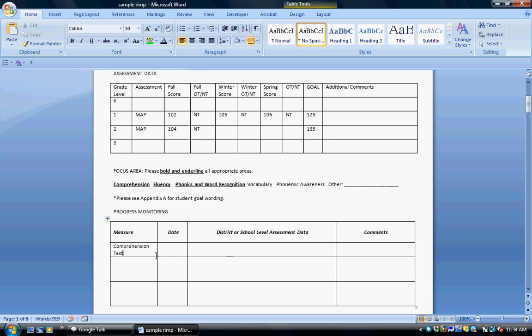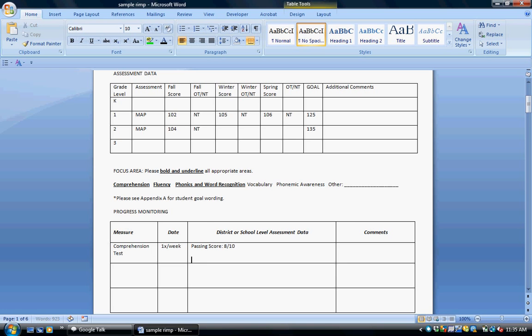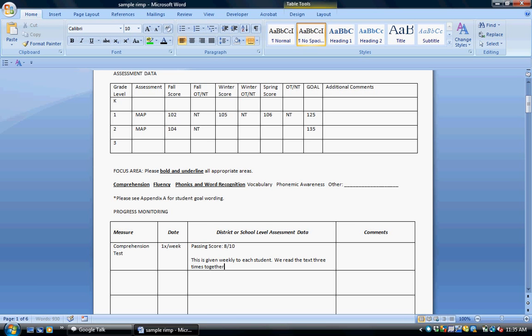It is given 1 time a week. A passing score is 8 out of 10. And I want to know how it's given. This is given weekly to each student. Sorry, spelling counts. We read the text 3 times together and once independently.